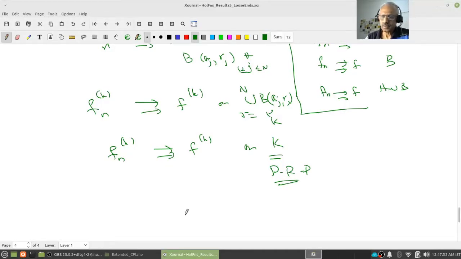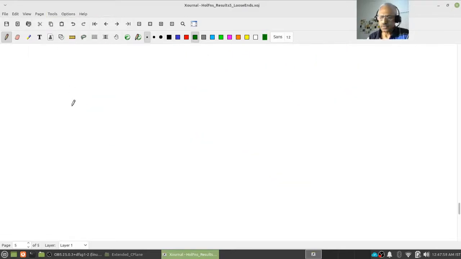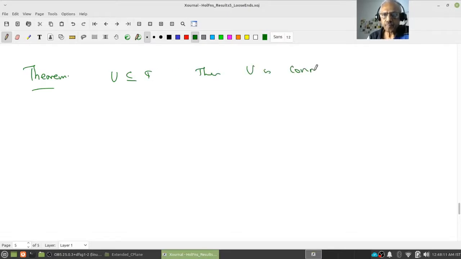Now we are going to prove the next result, characterization of connectivity through the algebraic structure of H of U. Let's do that. So let us go to the next result. We want to prove the following theorem. This is actually an exercise in my book, if I remember right. Let U be open, then U is connected if and only if H of U is an integral domain.